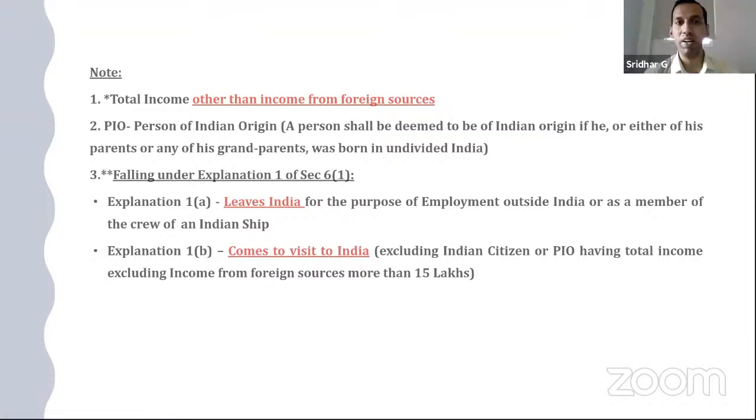So when I leave India, it should be only for the purpose of employment or as a member of crew of an Indian ship. Is that the criteria? Yes. Okay. Thanks, sir.